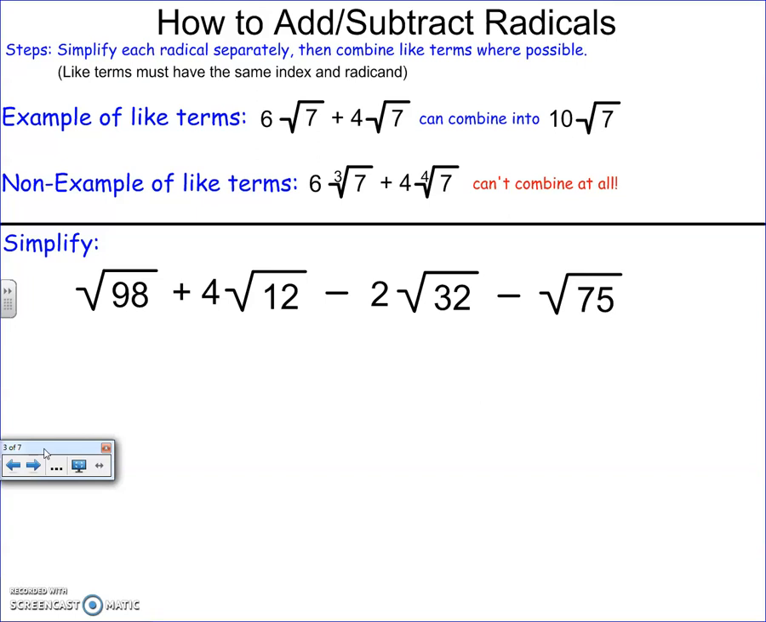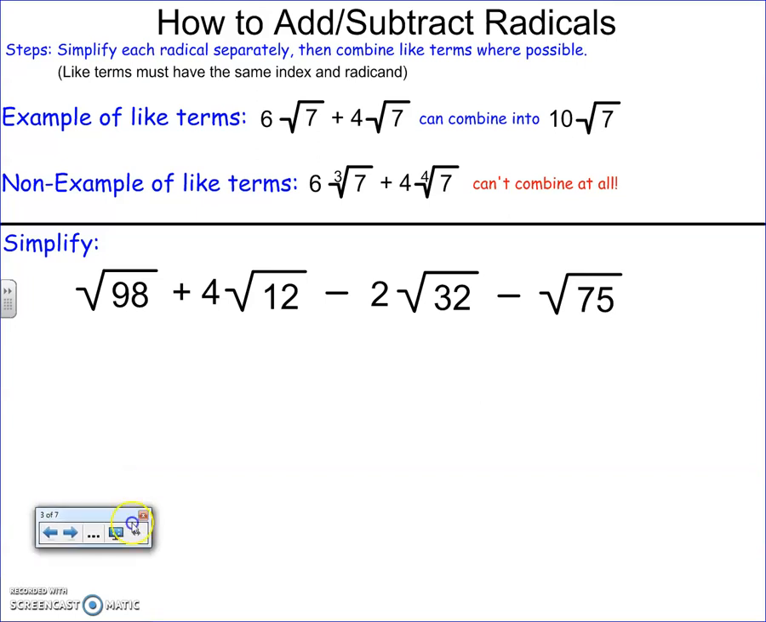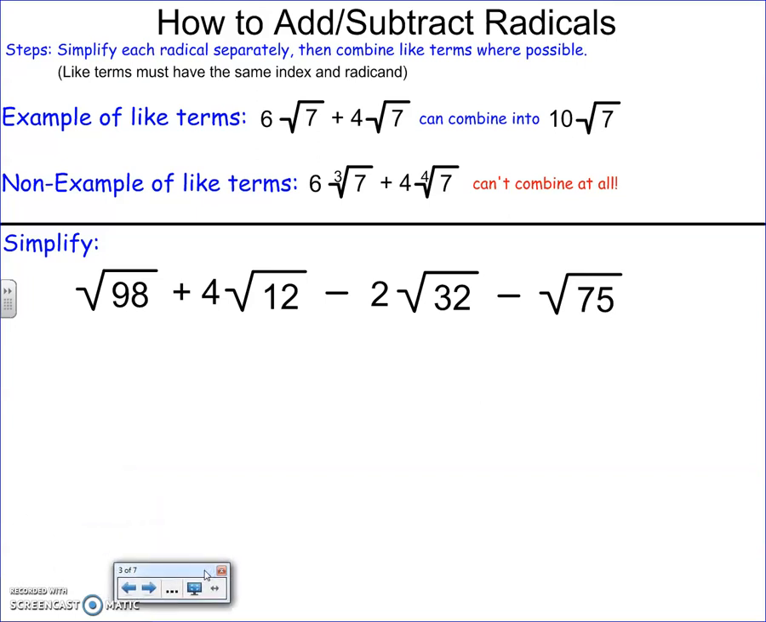The non-example is 6 times the cube root of 7 plus 4 times the fourth root of 7. Cube root 7, fourth root 7 are two different numbers, so they do not combine at all. So let's try this problem. It says square root of 98 plus 4 square root 12 minus 2 square root 32 minus square root 75. They're all different right now. Square root of 98 is not the same thing as square root 12. But I'm trying to simplify each separately.